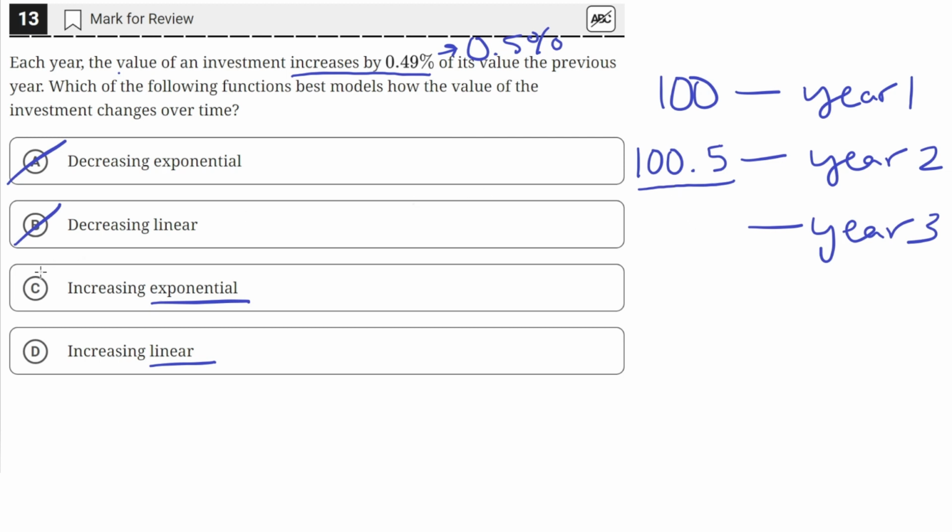So this makes it an increasing exponential function, not linear, because linear would just be it increases by 0.5 every year or some other constant value. But this is a percentage, so the actual change every year is not constant. So C is the correct answer.